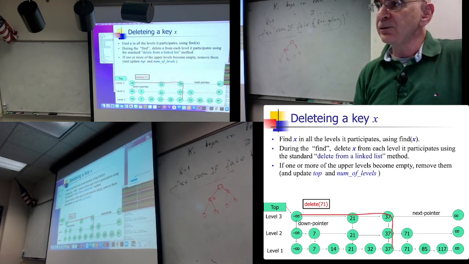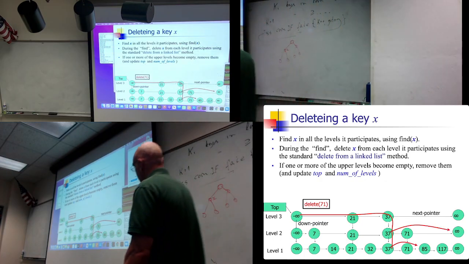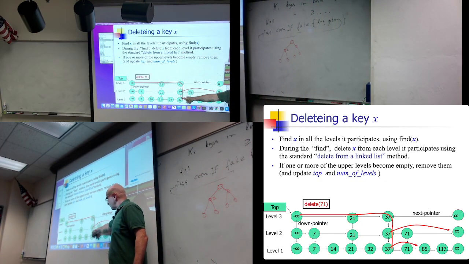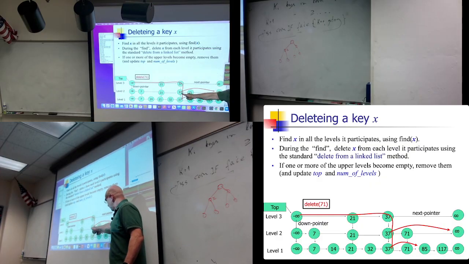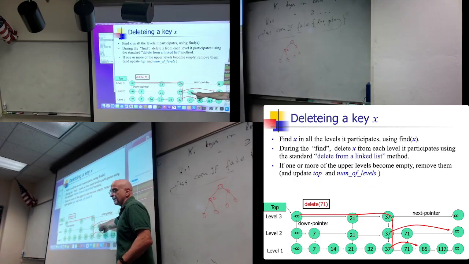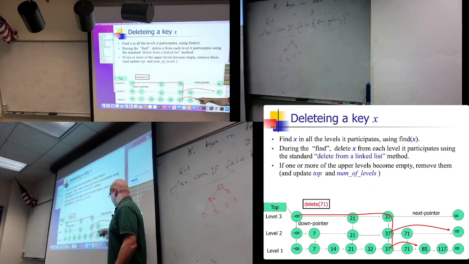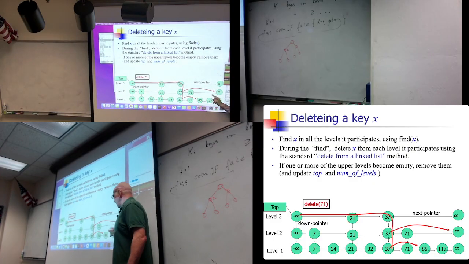Find it and get rid of it. How do I get rid of it? The same way that you get rid of an element in a normal linked list. That is, I decided that I want to delete 71. I find the predecessor element and make the next of the predecessor point to the next of the to-be-deleted element, the 71. I look at its next, look at the previous element, and point it to this guy.